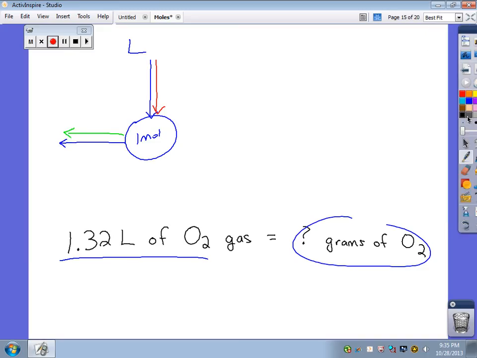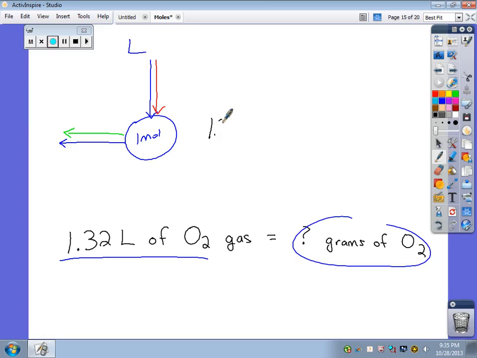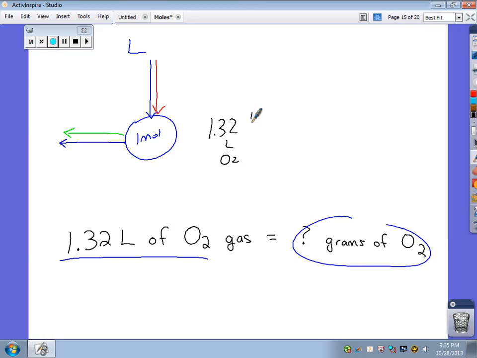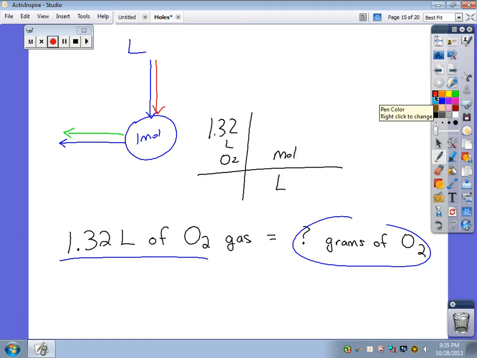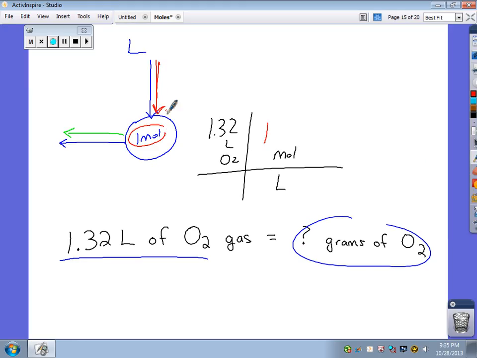You start with 1.32 liters of oxygen. You do not want liters, so you put liters down here, and you change it to moles. This is your first step. So I have 1 mole in that mole hole, right? This is my step. That's where I'm driving towards. What do you pass by? 22.4. So I put 22.4 liters. I'm not done. My liters cancel, don't they? Liters cancel. I'm left with a mole.